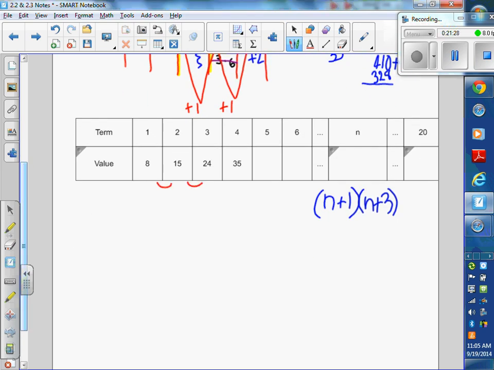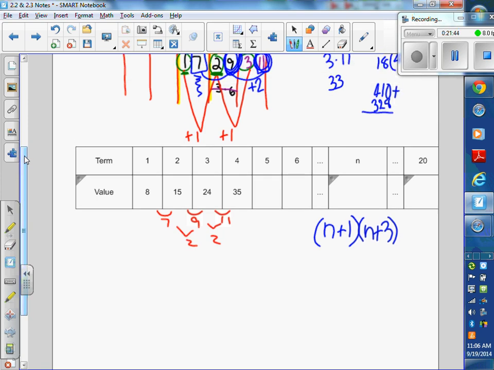Just seven. So it's 7? Yep, plus 9 plus 11. Right? So it's not linear, but the second difference is plus 2. So it's quadratic. See how much quicker that went this time? Okay. So we're done with those numbers, right?